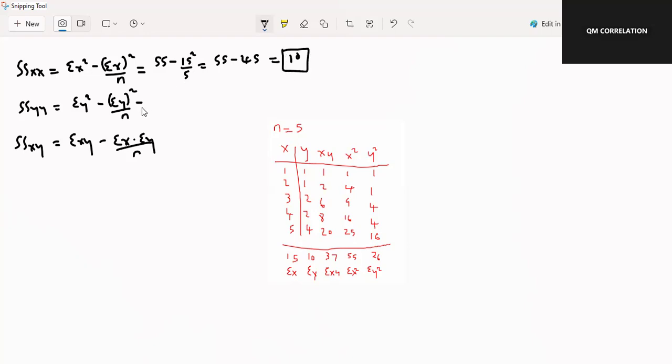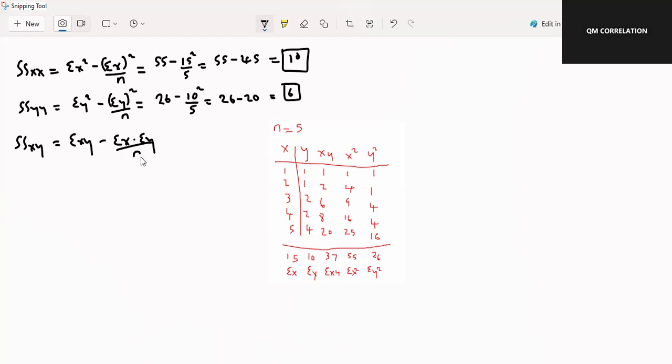Then let's do this one together. Sum of squares yy. Summation of y squared, that is 26, minus summation of y to the power 2 over n. The difference is that this one we don't square, this one we square. So 26 minus 10 squared over 5 is equal to 26 minus 20. So what do we get? 6.